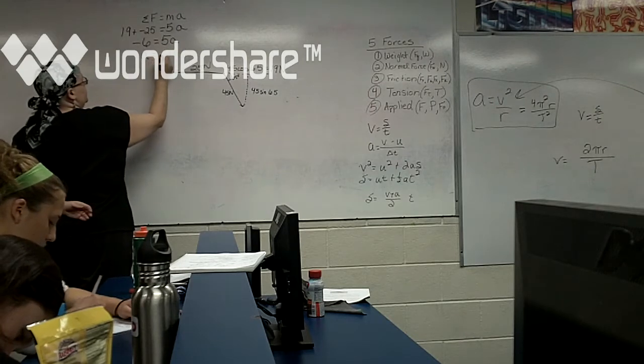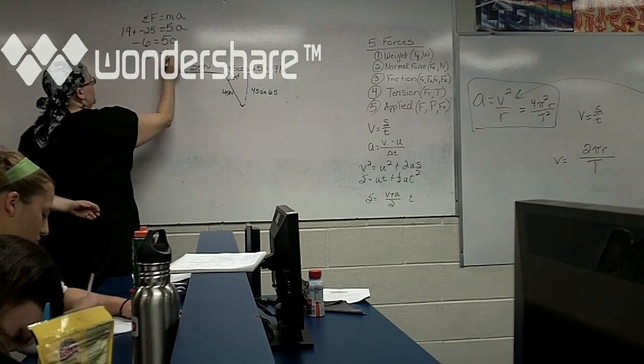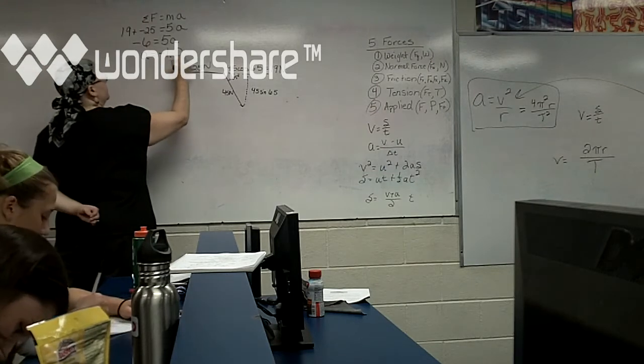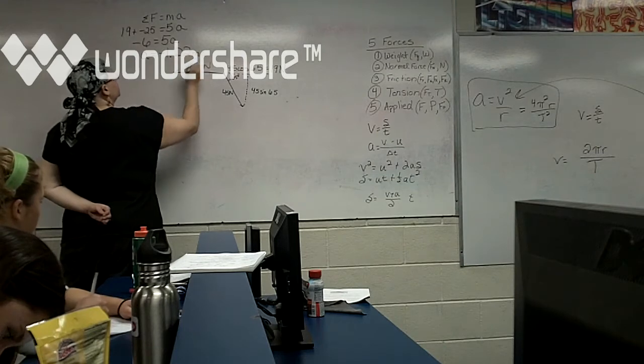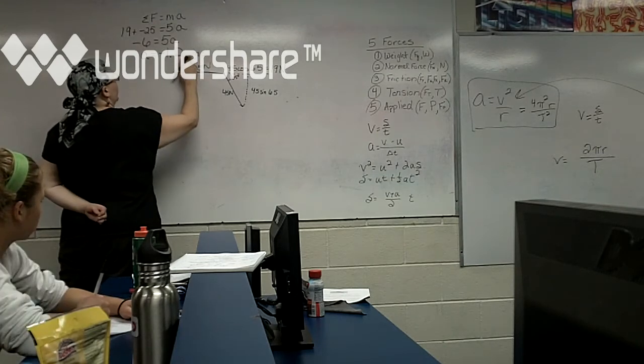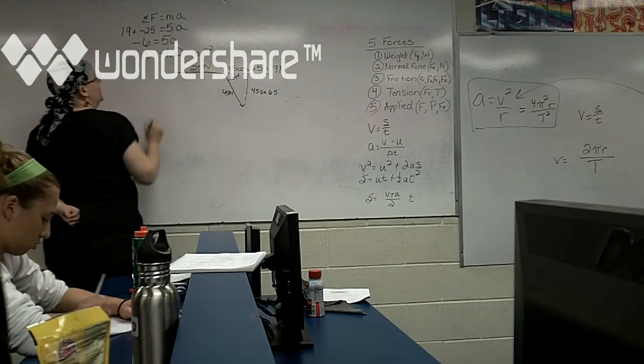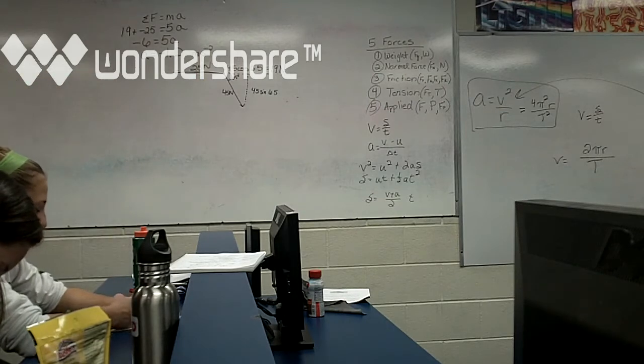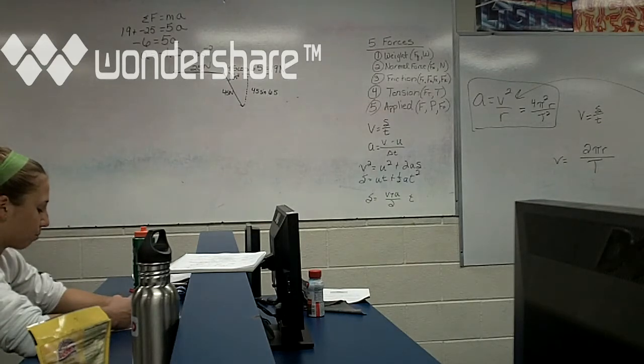So a is going to be negative 1 point what? 2. Just 2. Okay. Alright, so that tells me that it's going to move 1.2 meters per second squared in the direction of left. Right? Because it said magnitude and direction.